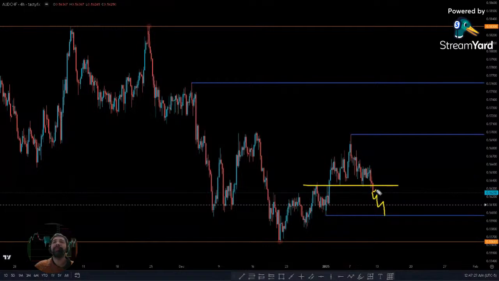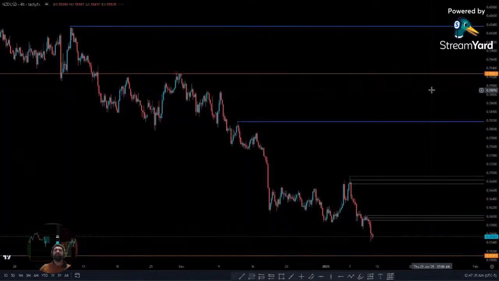But in any case, if we get a reaction, getting back into the range and then again reaching this level, then we can get an exact move. So there are moves for the next week, and I think we are totally prepared for it.